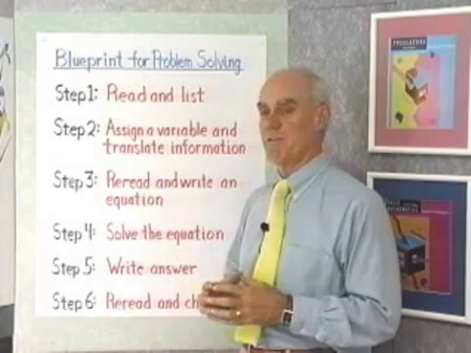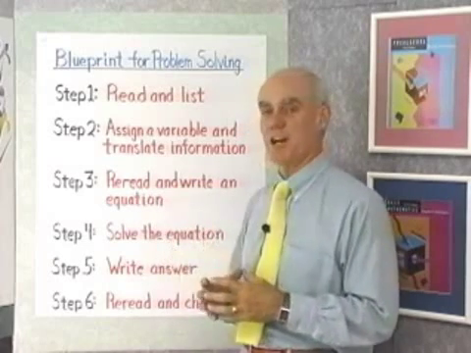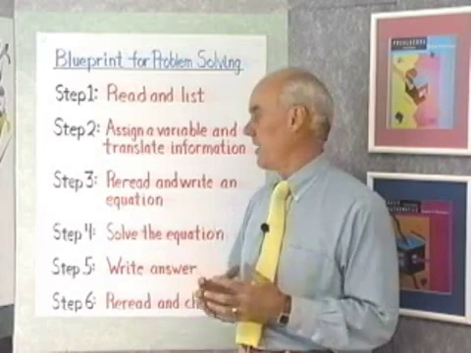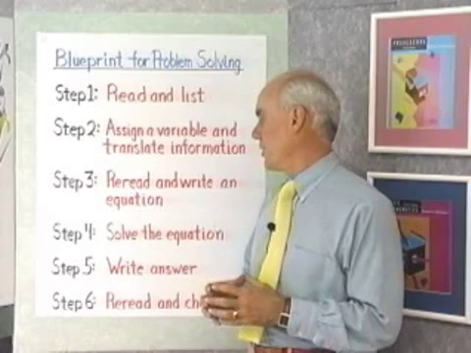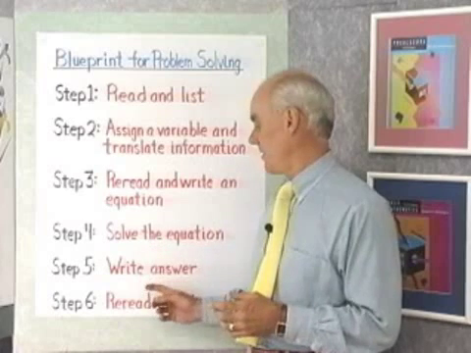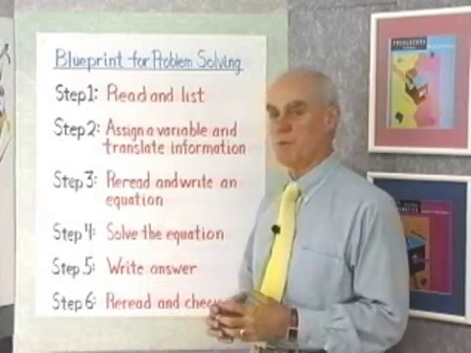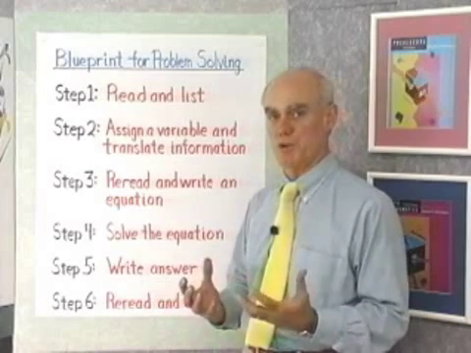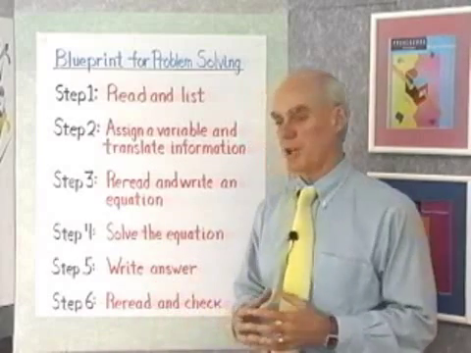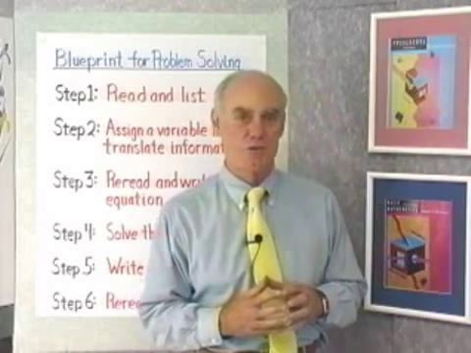Step 2, we want to assign a variable to one of the unknown items in the problem and then translate the other information in the problem into expressions that involve that variable. Step 3, we reread the problem and write an equation. Step 4, we solve that equation. Step 5, we write the answer in complete sentences. And then step 6, we reread the problem and check our solution with the original words of the problem. So this blueprint for problem solving is written in the book, and you want to use it as a guide to solving these application problems. Let's look at our first one.